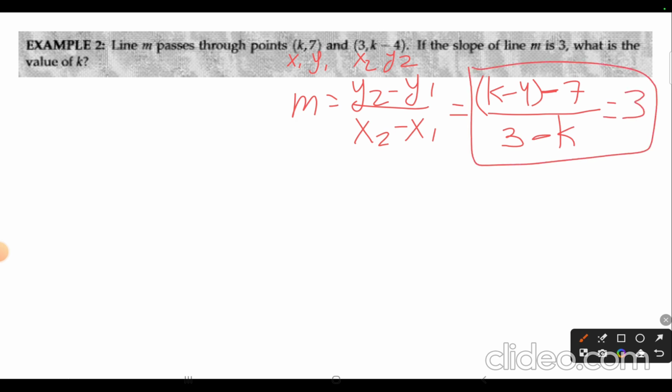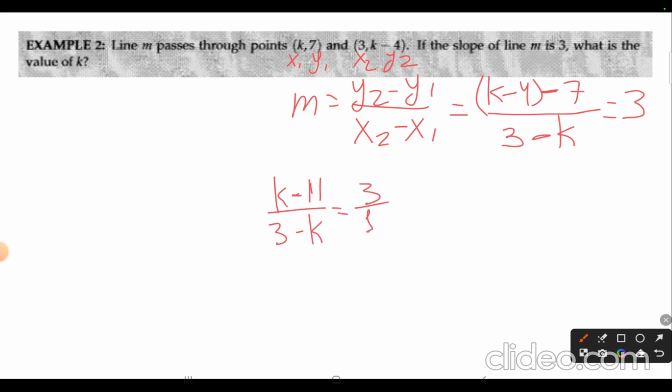Let's solve this one. We have k minus 11 over 3 minus k equals 3. We can write 3 over 1 and make cross product. 1 times k minus 11 is k minus 11. 3 times 3 minus k will be 9 minus 3k. We multiply each of them, okay, like this.